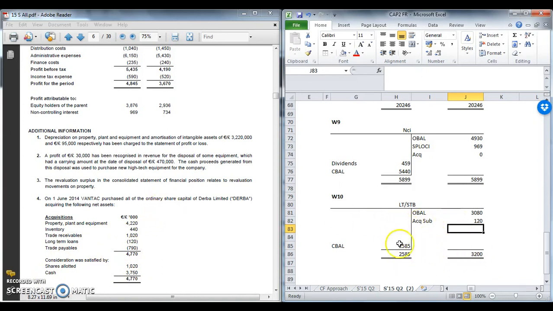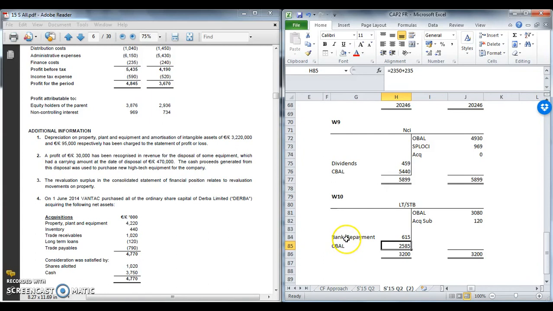So there's still a bit of a difference here now. So the difference must be bank, i.e. repayment of loan. So if the loan has fallen down, there's no other information, you must have repaid some of the loan during the period, and you take the 3200 minus 2585, looking at that you have repaid 615 of the borrowings over the last period.